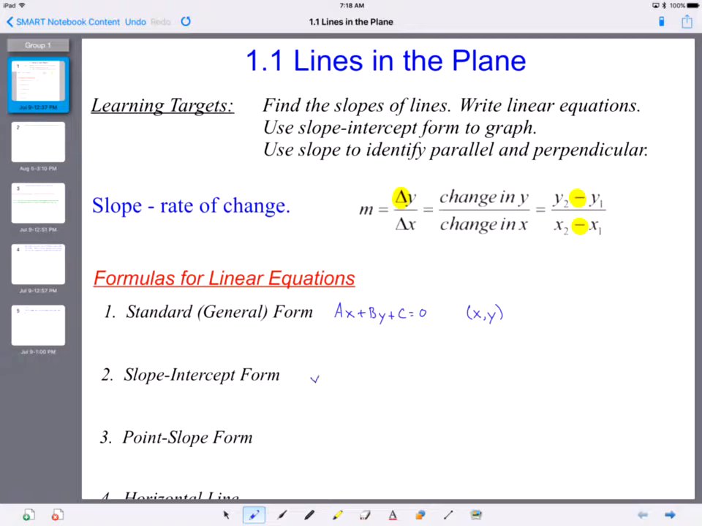Slope-intercept form, probably the most common. y is equal to mx plus b, where we know m represents the slope of the line, the rate of change, and the b value is the y-intercept. The next one, point-slope form. If this is not something you're familiar with, it definitely needs to be something you're familiar with. Point-slope form is you have a point and you have a slope.